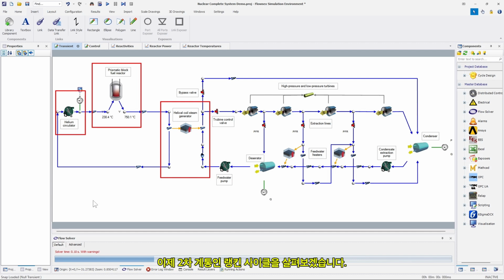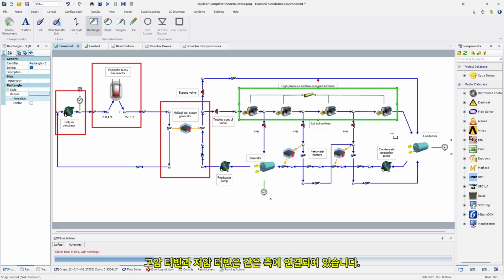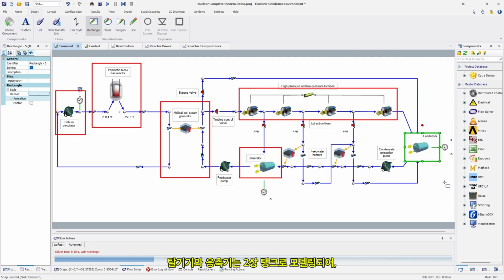Next, we will look at the secondary loop, the Rankine cycle. The high pressure and low pressure turbines are connected to the same shaft. With this component, the total power generated can be calculated and the speed can be calculated during startup to simulate synchronization with the grid. The Deaerator and condenser are modeled with two-phase tanks, so that the phase change of the water and the level in the tank can be tracked throughout the simulation.